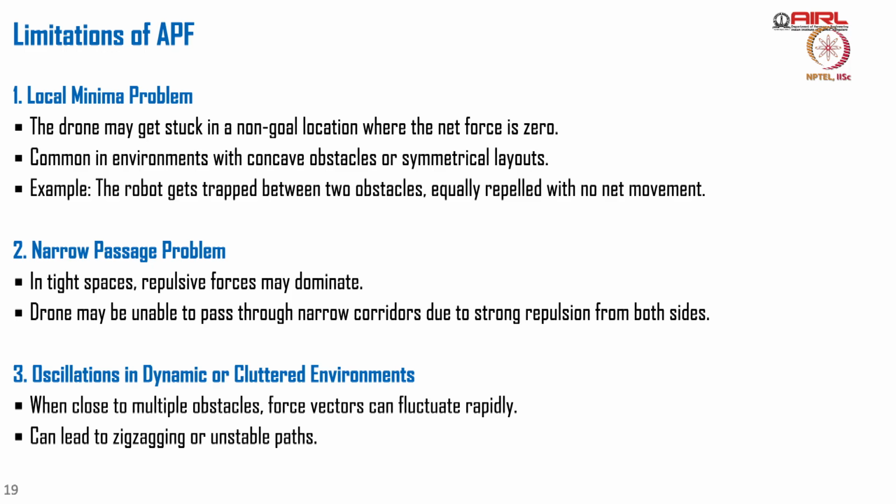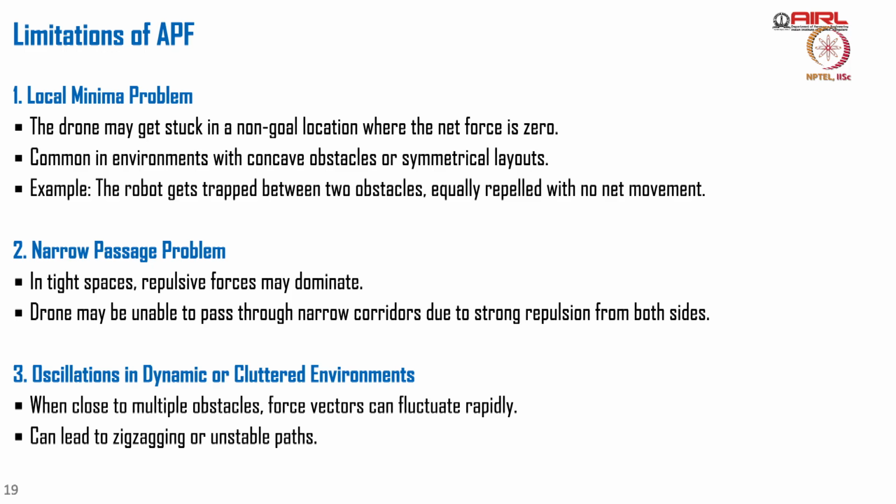This kind of behavior is very common when non-convex obstacles or symmetrical layouts come into the picture. It's very difficult to say that in the real world these kinds of scenarios will not happen, so you need to know when it can fail so you can work out a strategy. Suppose the robot gets trapped between two obstacles. They equally repel, but there is no net movement. Think about it: with symmetry of obstacles, static and dynamic, they get repelled and get stuck. They stay there for a longer time, which means they don't reach the goal. That's going to be a bigger problem.